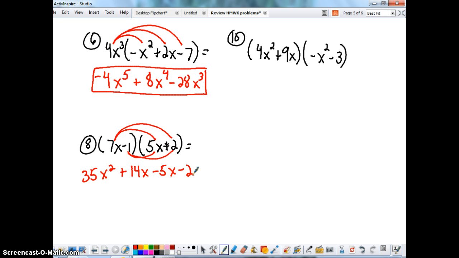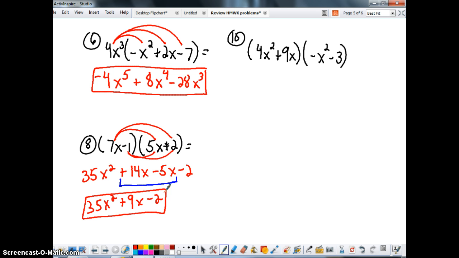Now when you FOIL, most of the time, not always, but most of the time, it's these middle two that you're going to end up combining because they are the like terms, as they are in this one. The 35x squared I just bring down. 14x minus 5x is going to give me a positive 9x, and then a minus 2.